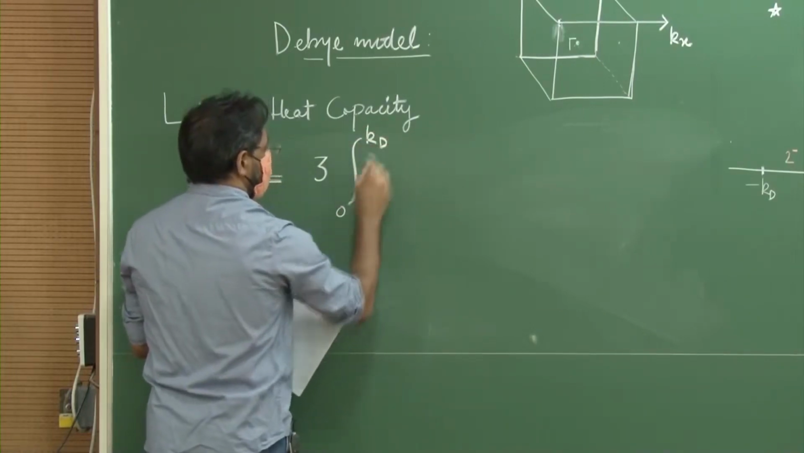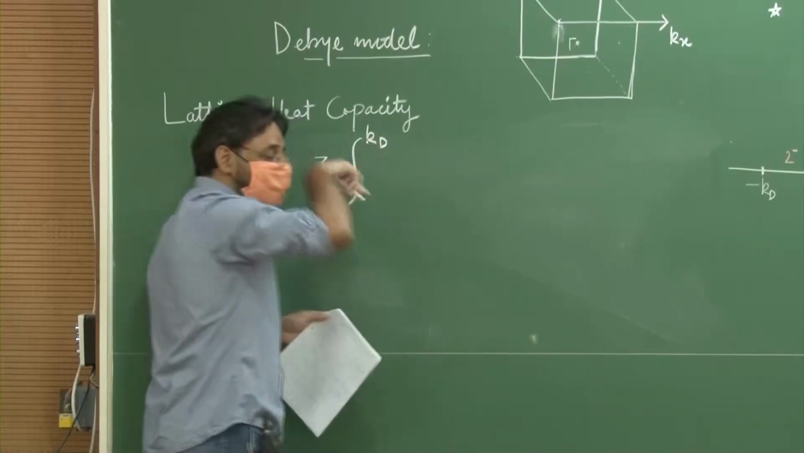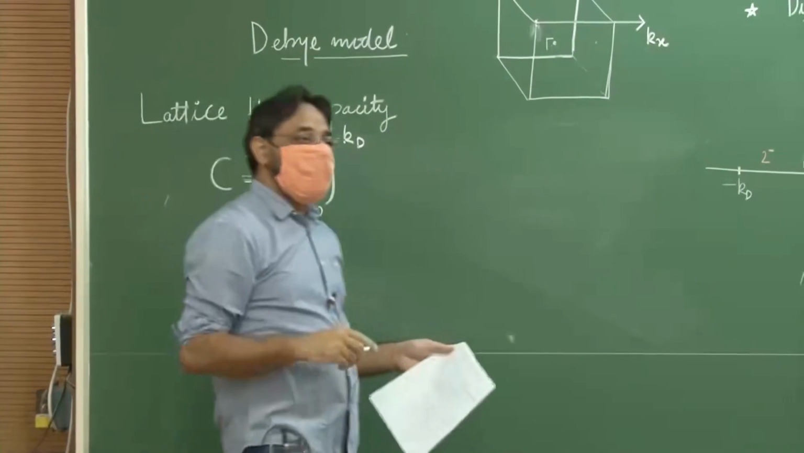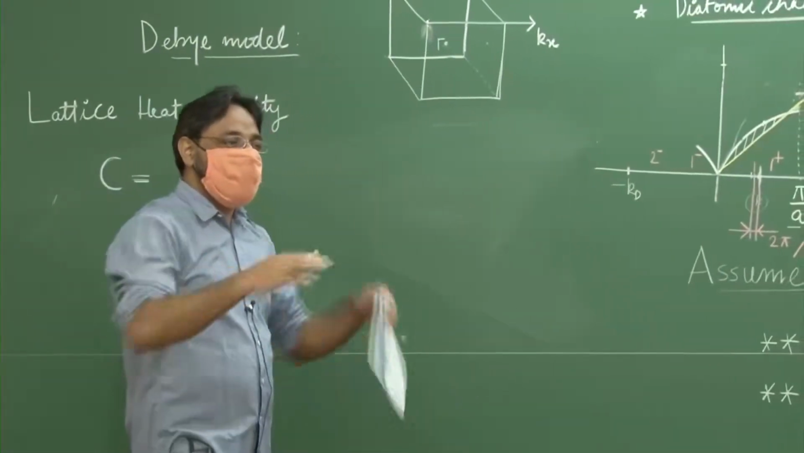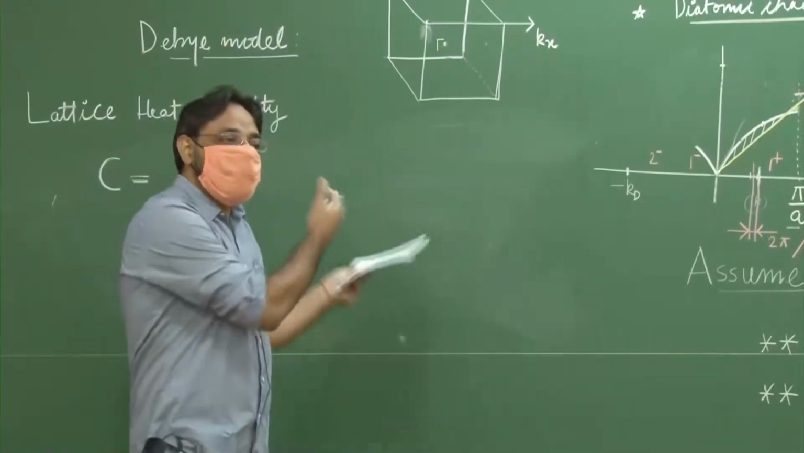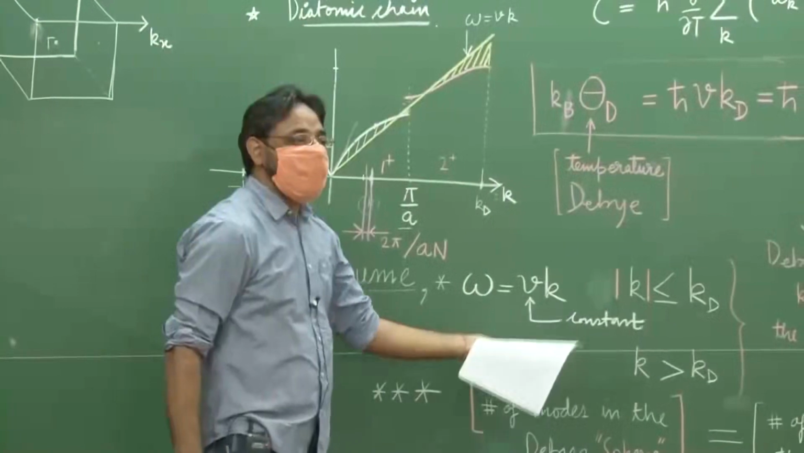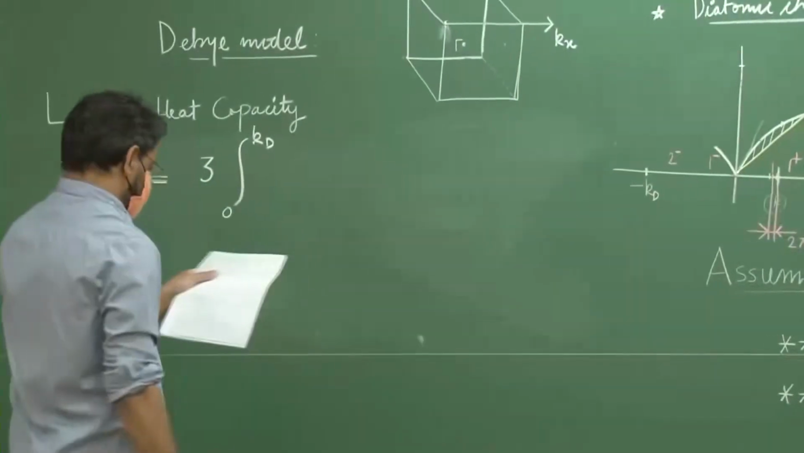So we are now integrating from 0 to Kd. This is clear, right? And we are integrating over a sphere. So we'll replace d tau k, the volume element in k space, by 4 pi k square dk, right? Because now the space is isotropic. No matter which direction you go, the dispersion is always omega equals Vk, right? And this 3 is coming because you have the 3 branches and so on.